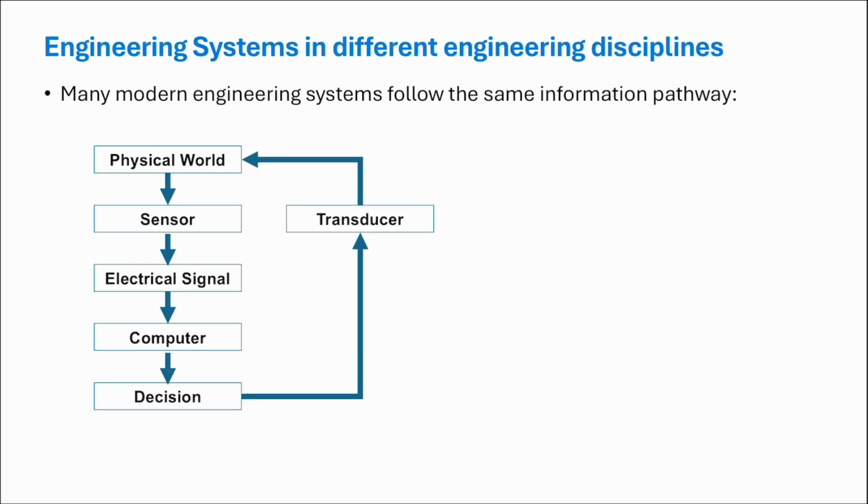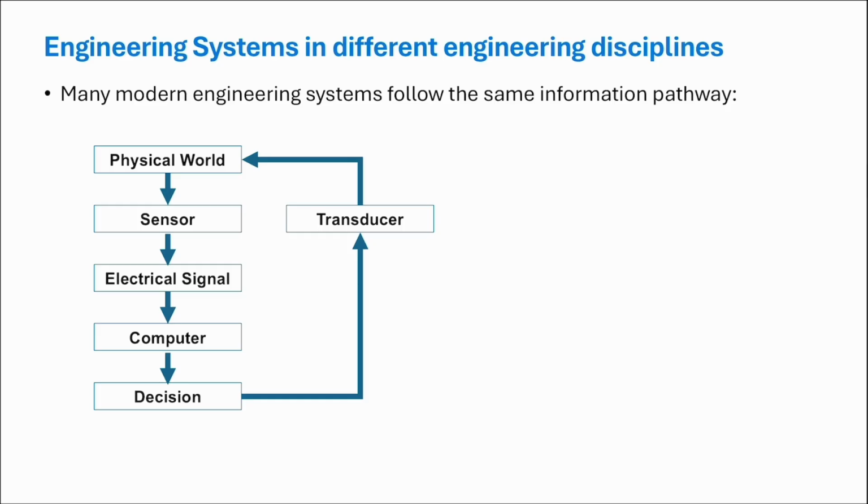This diagram shows a specific type of information in the physical world is detected by the sensor, which converts this information to an electrical signal. The computer then calculates and makes decisions based on the program. The decision as an electrical signal will be received by the transducer. The transducer will then alter the condition of the outside world.